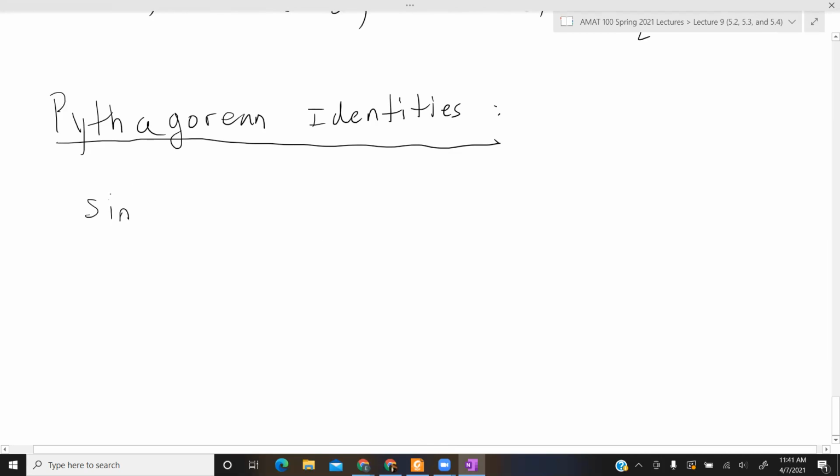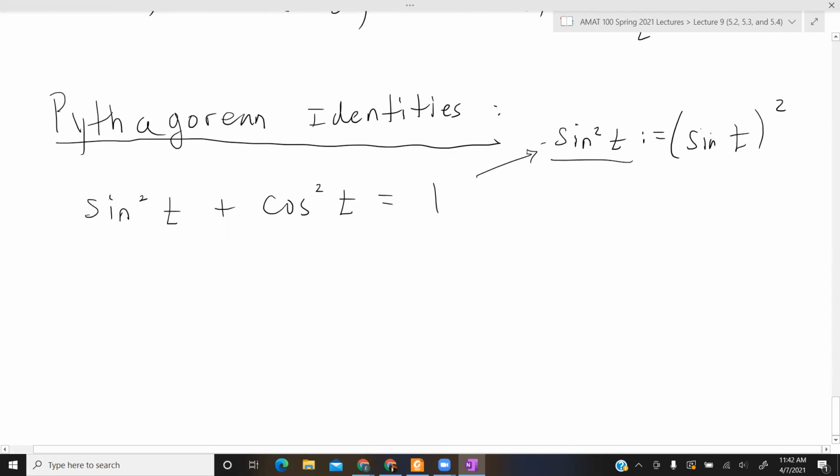Perhaps this one is more familiar to you than the others: sine squared of t plus cosine squared of t is equal to 1. And remember, this right here, and the same applies for the rest of the trig functions, is defined as sine t squared, but we prefer this notation because otherwise you have to use parentheses. It's just too much to write. Mathematicians are lazy, so they want to use as few symbols as possible.